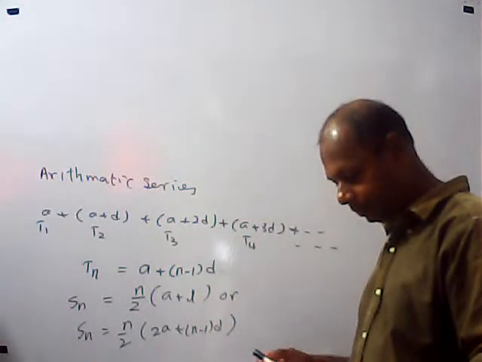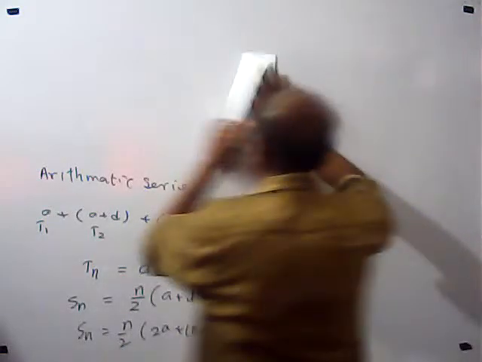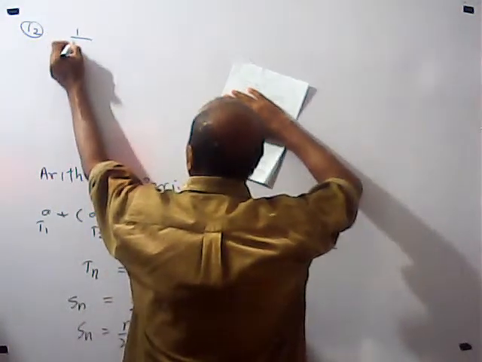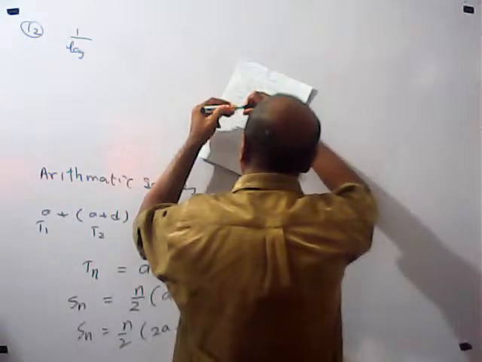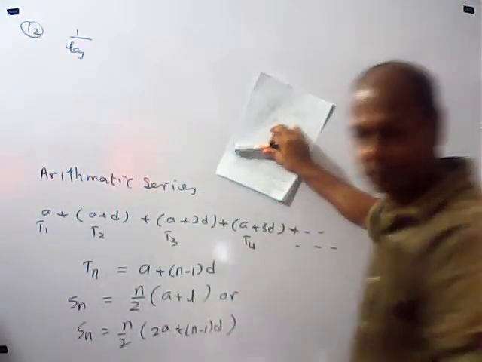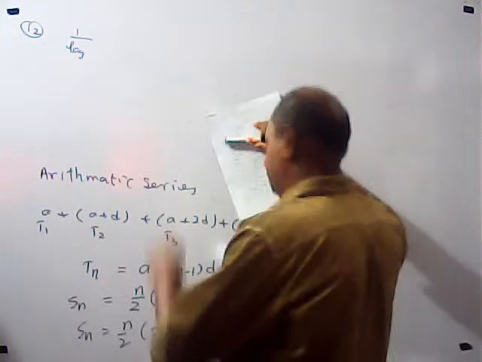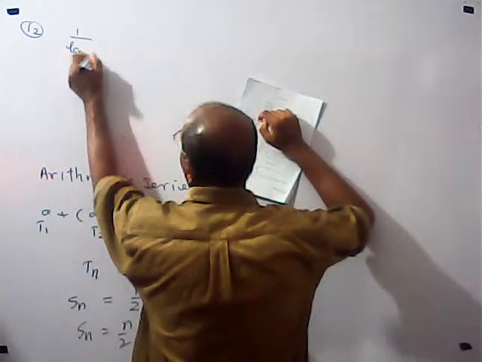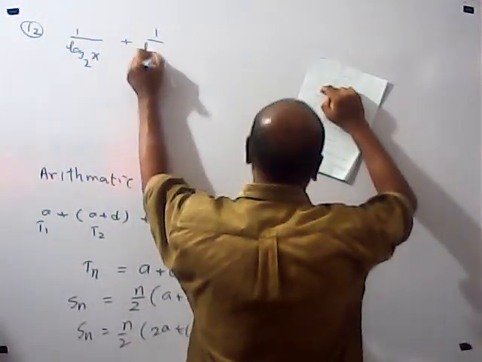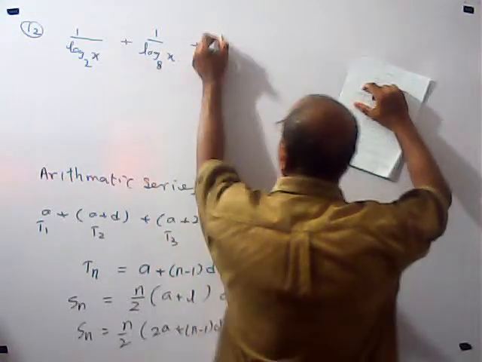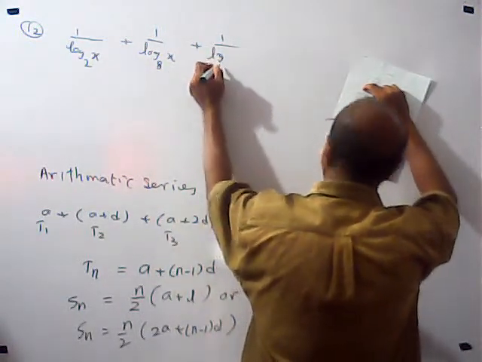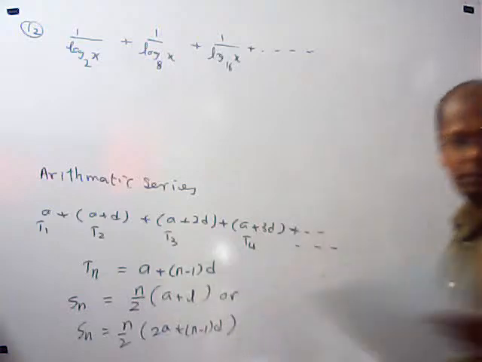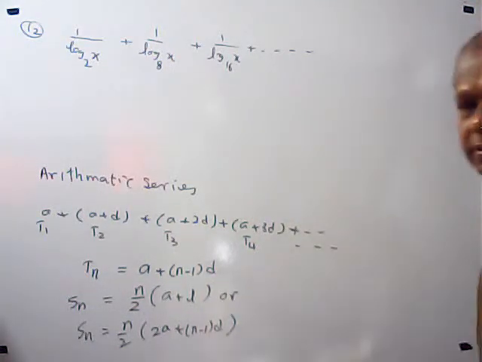Okay, now back to the problem. It says you're given some progression like this: 1 over log base 2 of x, plus 1 over log base 4 of x, plus 1 over log base 8 of x, plus 1 over log base 16 of x, and so on, and you are asked to show that this is an arithmetic series.